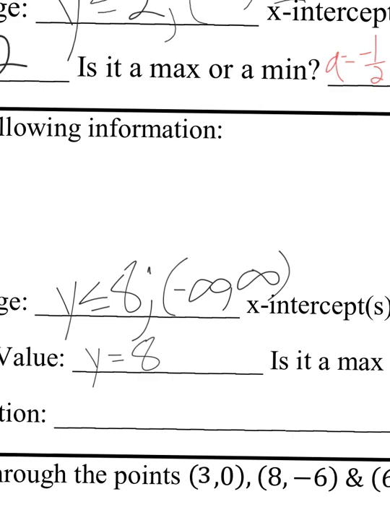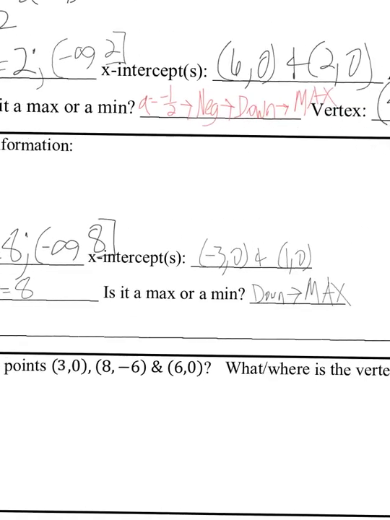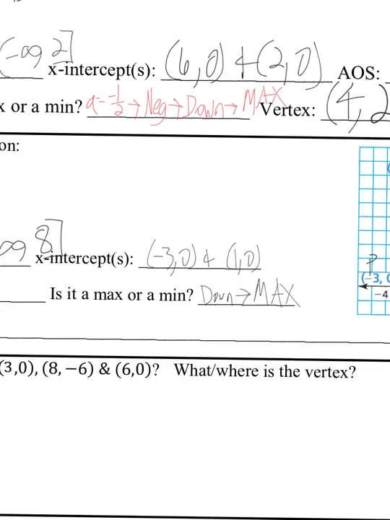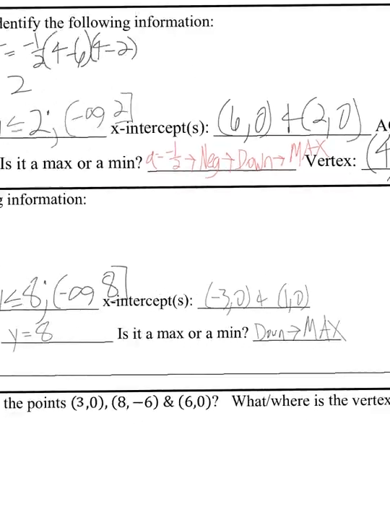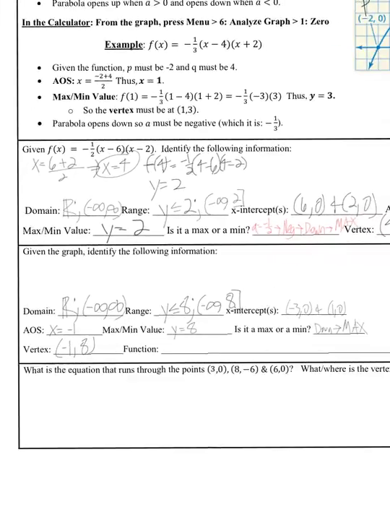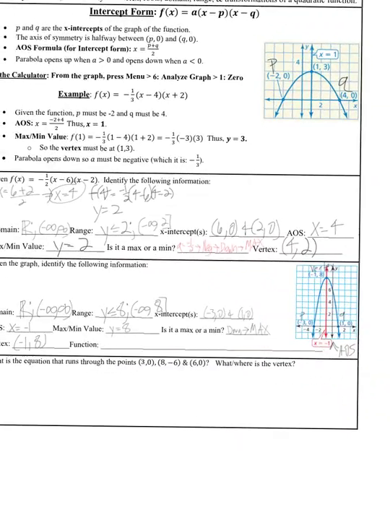I wrote negative infinity to positive infinity because I'm used to writing that. If you wrote the less than or equal to 8 in the other form, you'd have negative infinity first and then 8 in a bracket second. My x-intercepts, where did it touch the x-axis? (Negative 3, 0) and (1, 0). And then the graph was opening down, so I know it's at a max. So that's everything the graph was telling me.